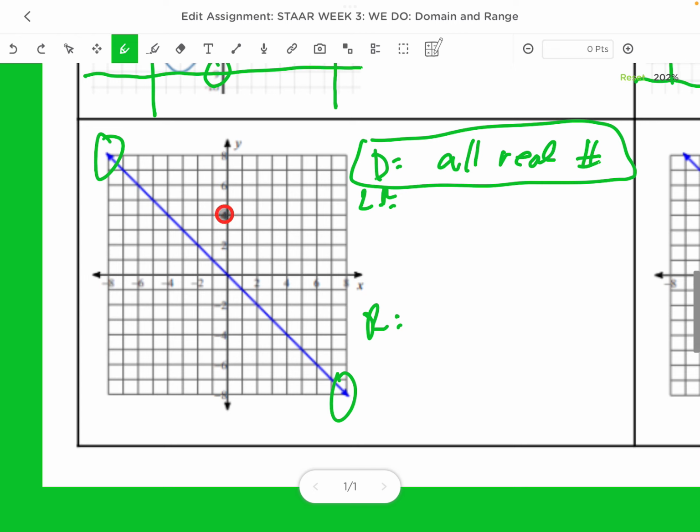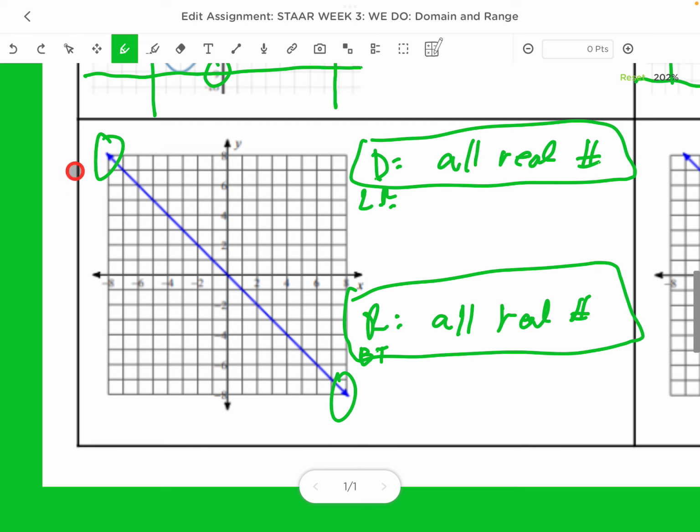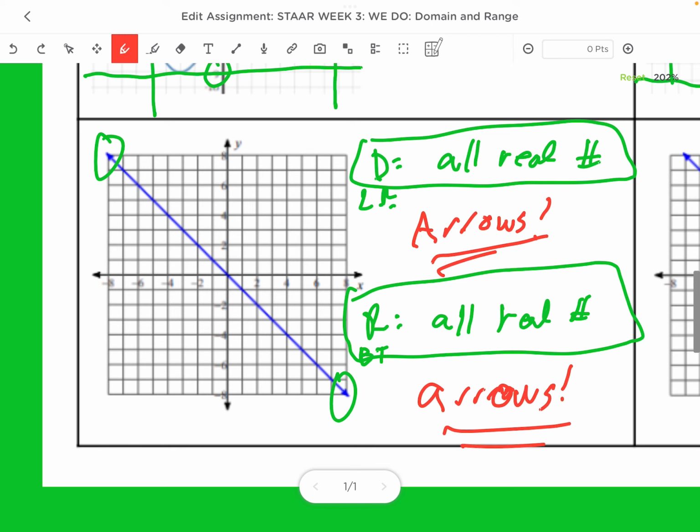Now, think the same thing on the range. We said the range is from bottom to top, right? From bottom. So this keeps going down to the bottom, right? So that has that circle arrow. This top keeps going up. So this is also all real numbers, okay? So this is when we have arrows. Okay, I'm going to put the different arrows. Okay, arrows. Keep that in mind. All right, hopefully, I know your teacher has talked about that.